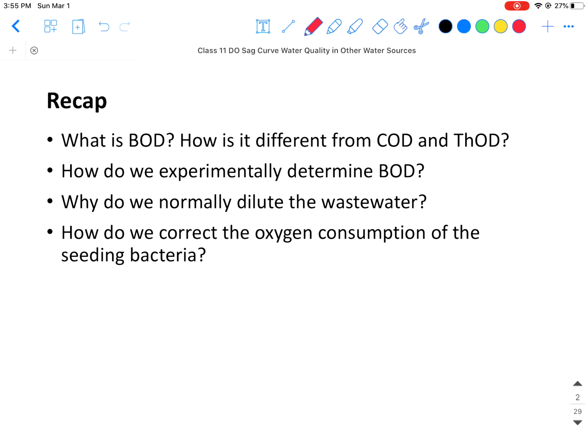And also, why do we normally dilute the wastewater? This is because the wastewater normally has a high BOD, which is not survivable for the microorganisms to oxidize these organic species. So we have to dilute it so that it still contains enough dissolved oxygen for the microorganisms to survive. And finally, how do we correct the oxygen consumption of the seeding bacteria? This is done by setting up a control group, right?